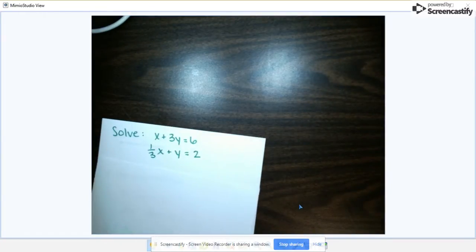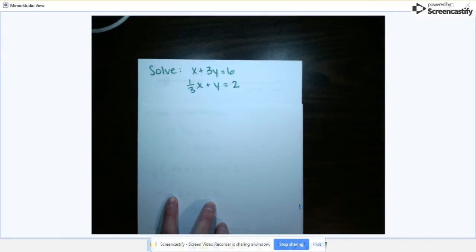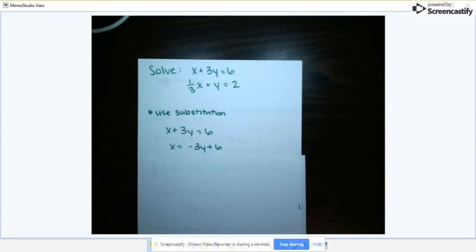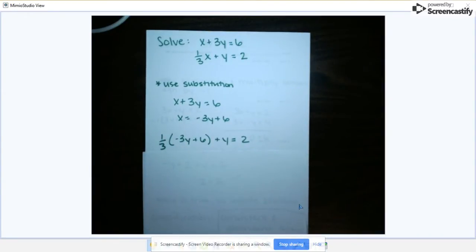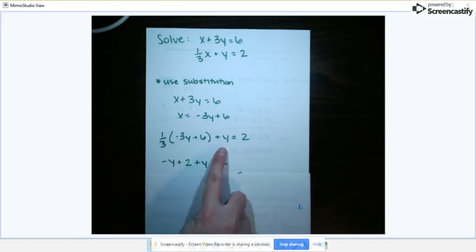Okay, here's another one. I chose to use substitution again, and I took my top equation and I substituted for x. So you subtract your 3y and you have x equals negative 3y plus 6. Then I plugged that back into your bottom equation. Distribute the 1/3 and that gets you negative y plus 2. And then you still have your plus y equals 2.